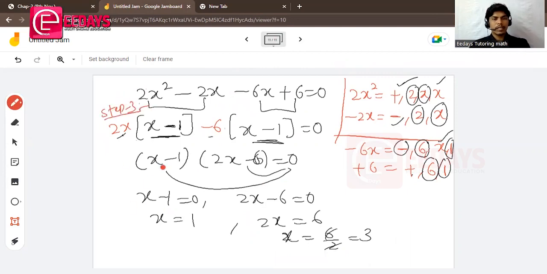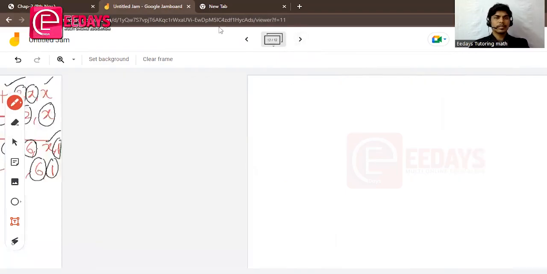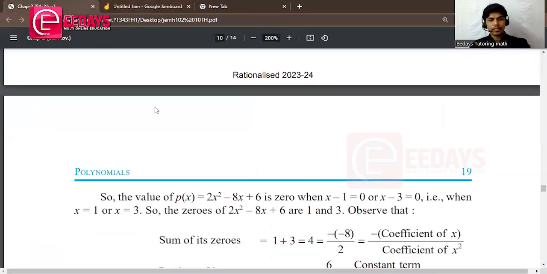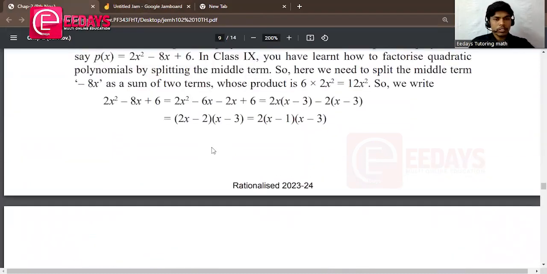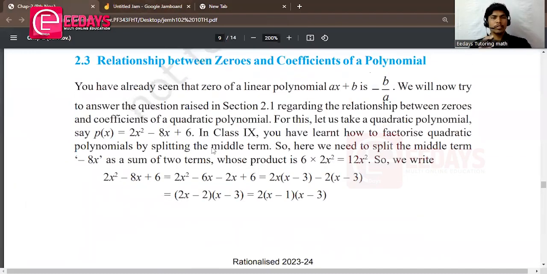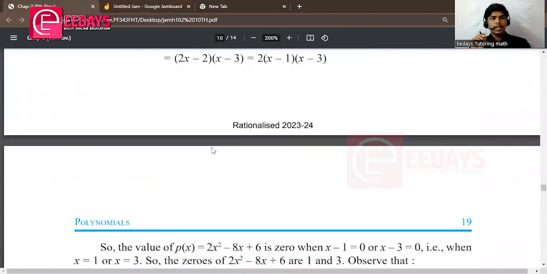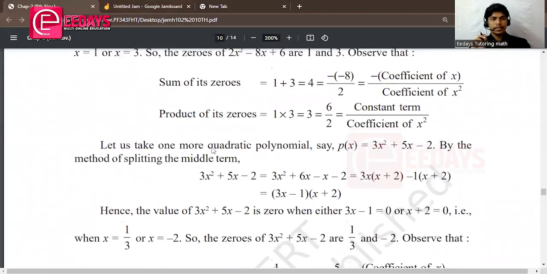Okay. Step 4. In step 4, you have to take common. Step 5 is nothing but you just write the x value. X is equal to 1 and x is equal to 3. All right. This is for rough part I'm giving to you, if you want to do the rough part like this. Okay. Now the next concept would be sum of zeros and product of zeros. I'll give you a brief introduction. Then we will start. Okay.